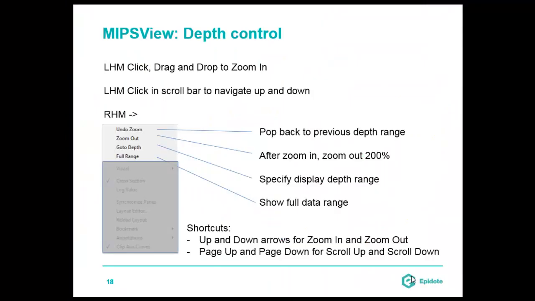In summary, here is an overview of the depth control options in the MIPS viewer. The left-hand mouse for zoom in and vertical scroll bar control, the right-hand mouse menu for zooming out and setting a specific depth range. Note that on most keyboards, the up and down arrows can be used as shortcuts for zoom in and zoom out, and the page up and page down keys can be used for scroll up and scroll down.